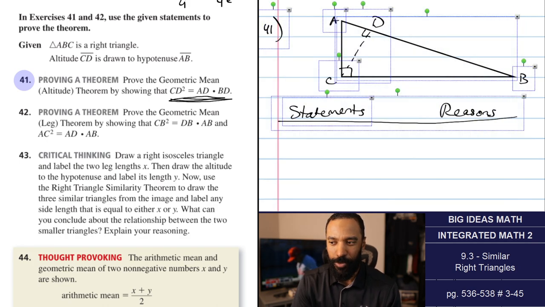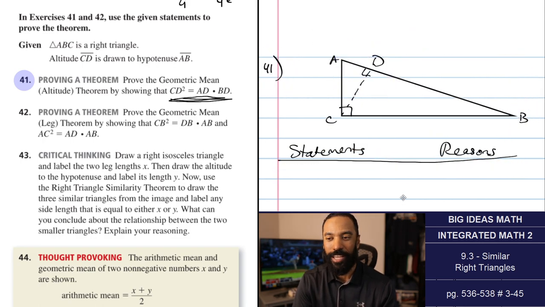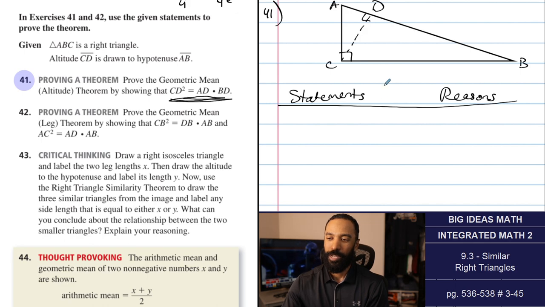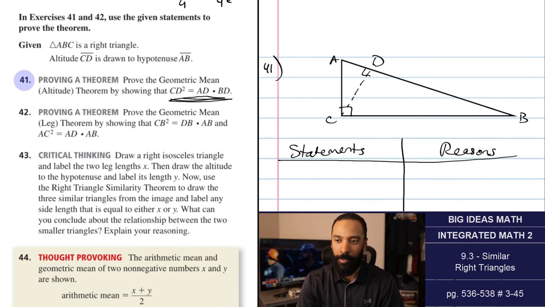I think I have to first prove that each of these triangles are similar to the big triangle, and then use the transitive property of similarity to say that they're similar to other ones. So this actually might be a long proof. Okay. Let me do the fast version of the proof so you know what I'm writing.